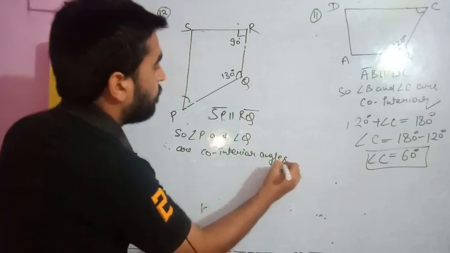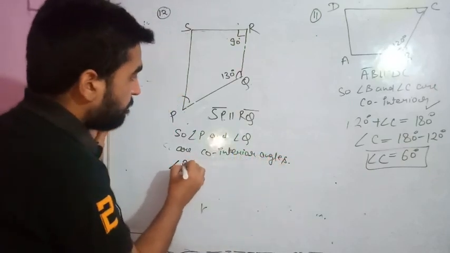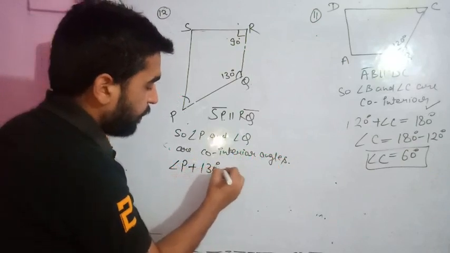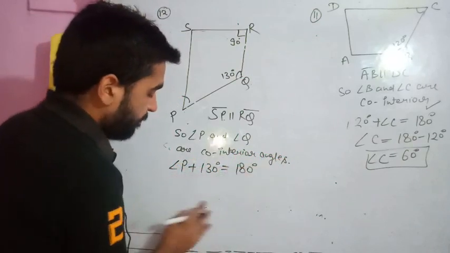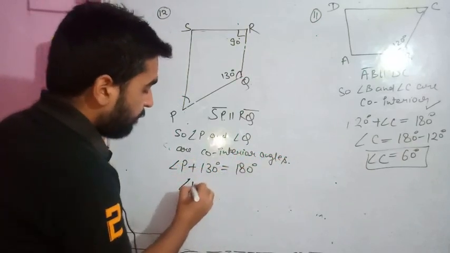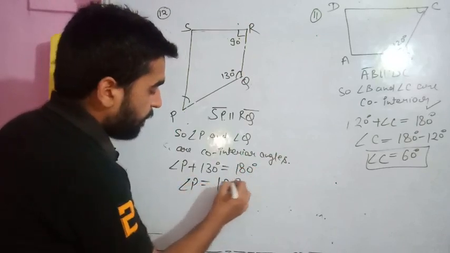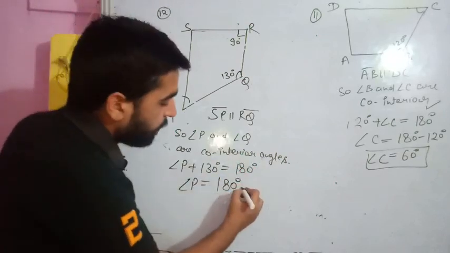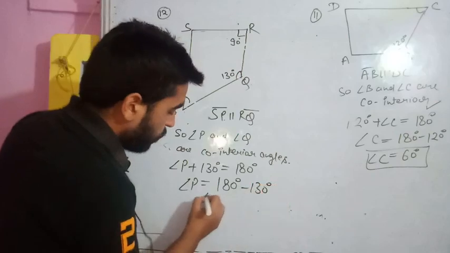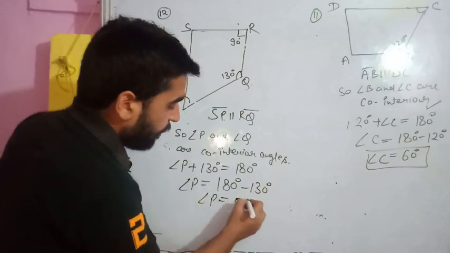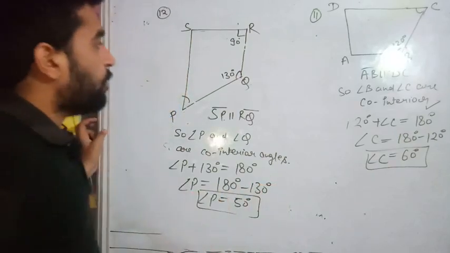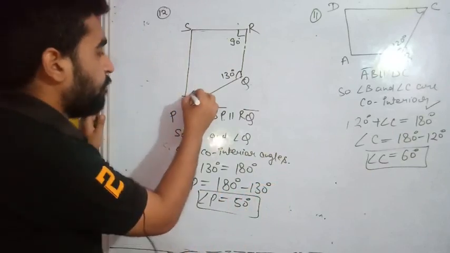Okay, so these two will be co-interior angles. Angle P plus 130 will be how much? 180. Now angle P will be how much? 180 plus 130 will be shifted to the other side and become minus 130. So angle P will be how much? 50 degrees. So this was the missing value which was asked. We have calculated this angle as 50 degrees.